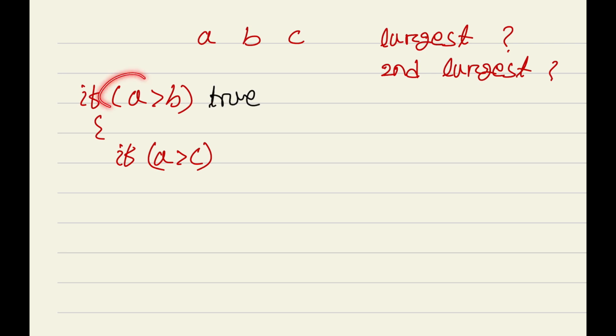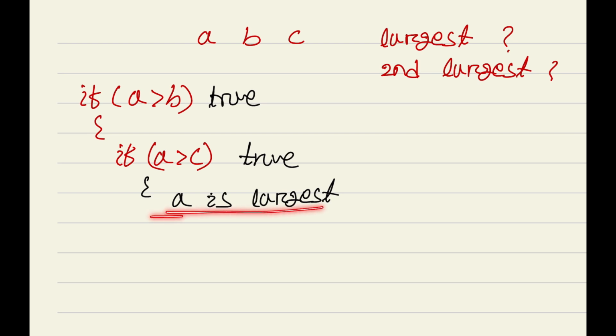So when this one is true, we are entering into the curly braces, or this block, when A greater than B is true. So when this one is also true, that means A greater than C. So let me write here when it is true. Both A greater than B is true and A greater than C is true. So we can say here that A is largest. Now we find A is largest.